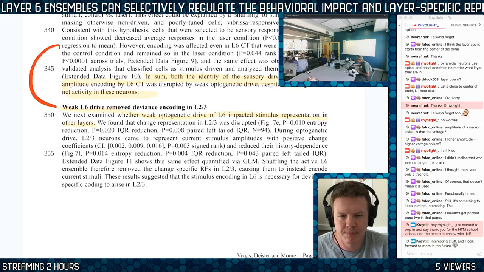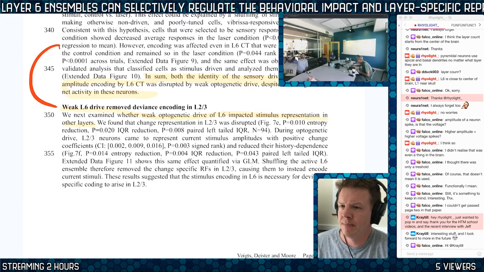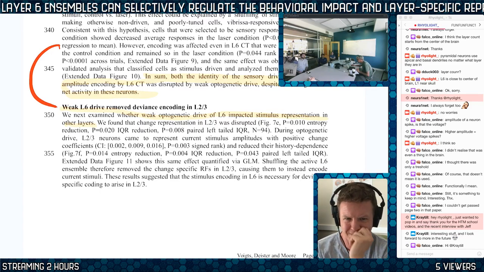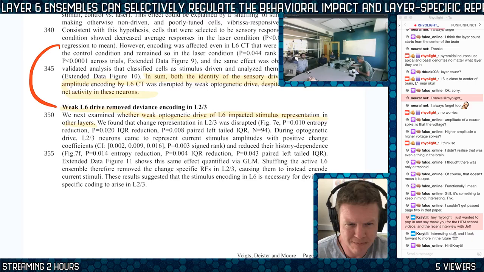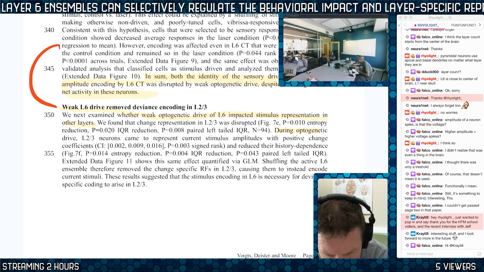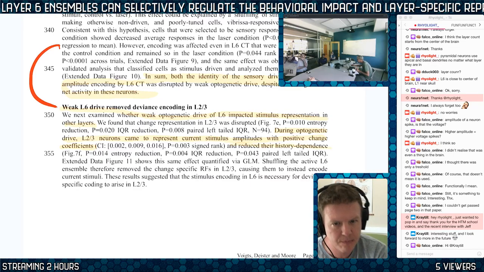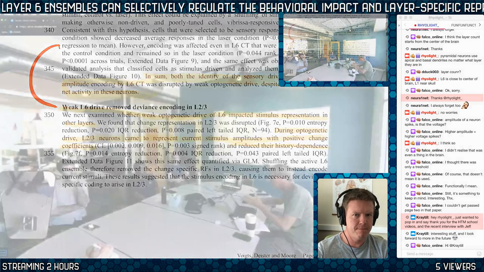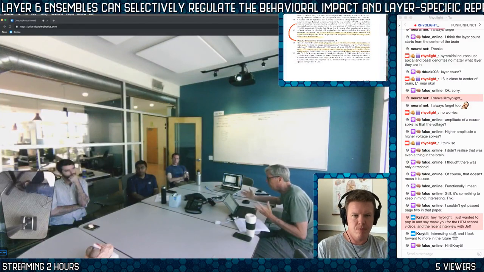They lose their prediction genetics, and they're just doing representation of current stimulus. During optogenetic drive, layer 2-3 neurons can represent current stimulus amplitudes with positive change coefficients and reduce their history dependence, meaning they stop representing, as you said, Jim, the change deviants. They just acted as whatever the stimulus is. Context. Yeah, so they're sure that layer 6 represents this context, but it's a context of just a repeated signal and then a change, as opposed to any kind of deeper context of default.